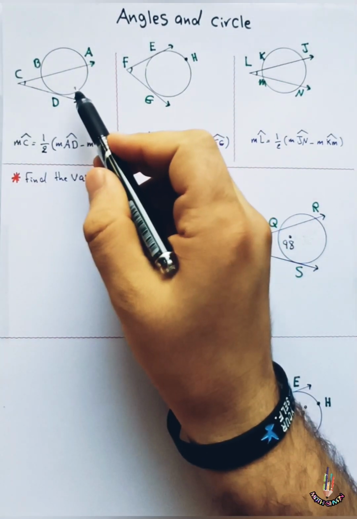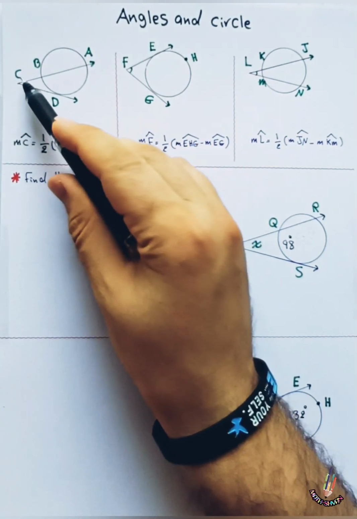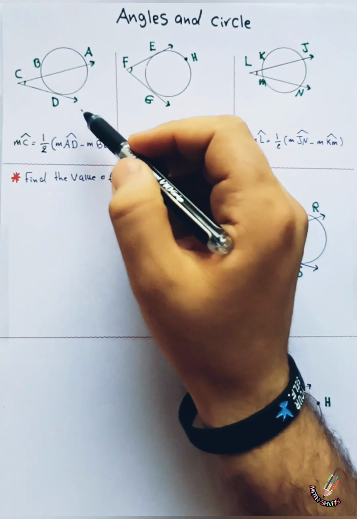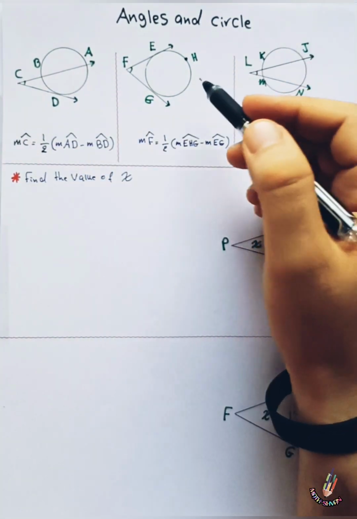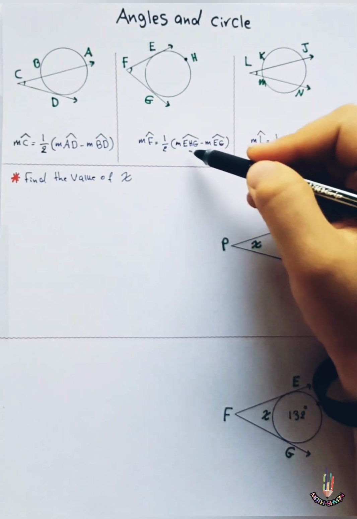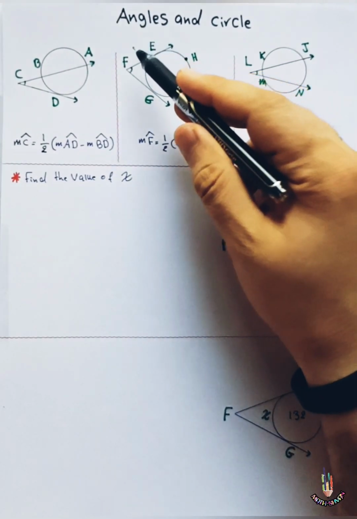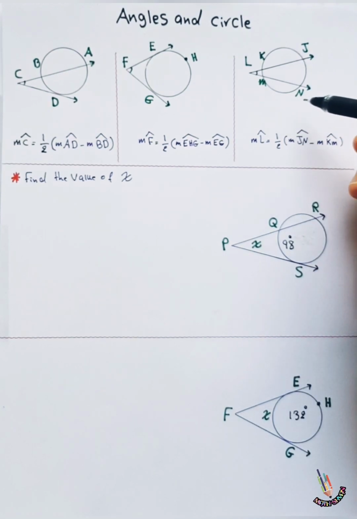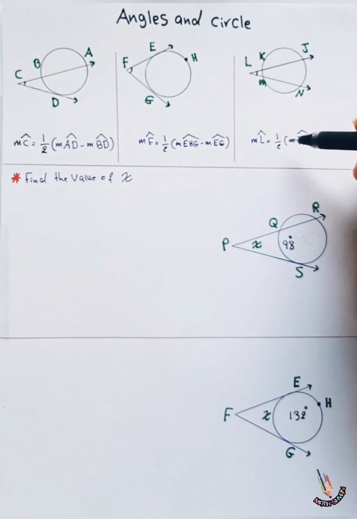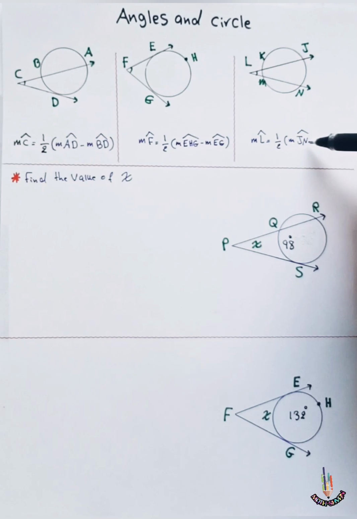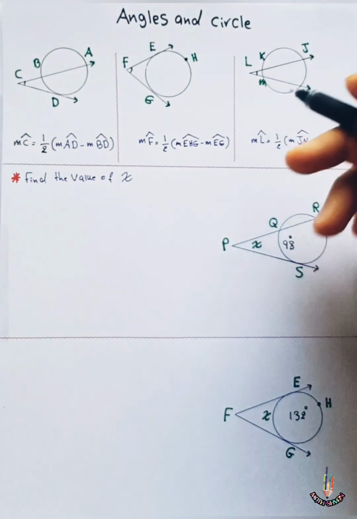It means when you have this circle like that, for finding the measure of angle C, the angle of C is equal to 1 out of 2 the measure of AD minus the measure of BD. But if the circle is like that, for finding the measure of angle F, the measure of angle F is equal to 1 out of 2 the measure of arc EAG minus the measure of EG. And then if the figure is like that, for finding the measure of L, we have to follow this rule. The measure of angle L is equal to 1 out of 2 the measure of JN minus the measure of KM.